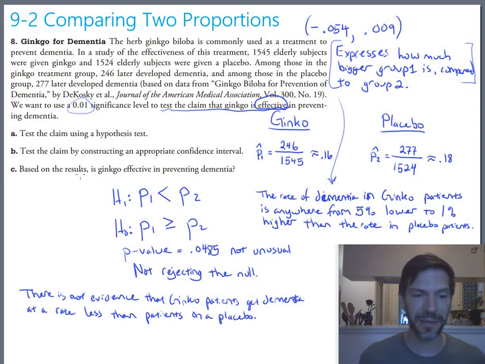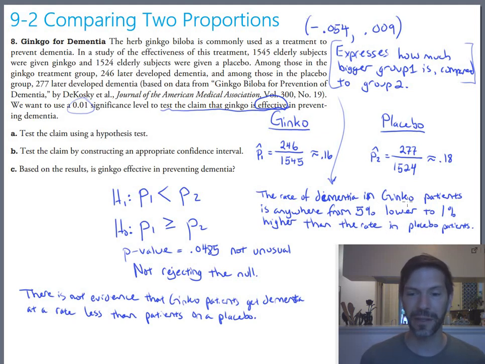Part C, based on the results, is ginkgo effective? No, not based on these results. For the hypothesis test, we could not reject the null. We said there's no evidence that P1 is less than P2. And even the confidence interval says the rate of dementia in ginkgo patients might be lower, as much as 5% lower, but it might even be higher. It might be 1% higher than the rate in placebo patients.